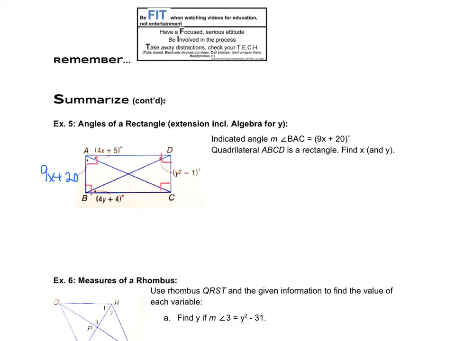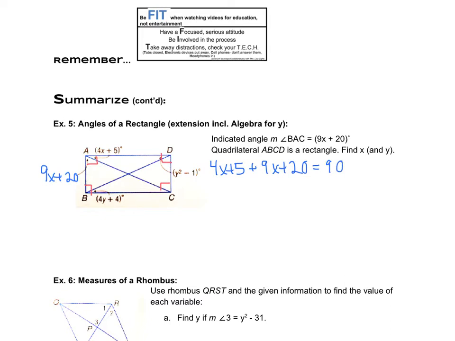And I hope you can see here we've got 2 angles in the corner that are going to be able to add up to our 90, so let's take care of our x pretty quickly. 4x plus 5 plus 9x plus 20 equals 90.